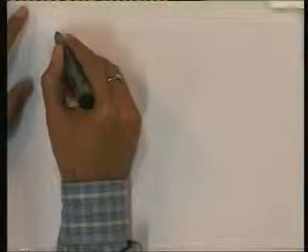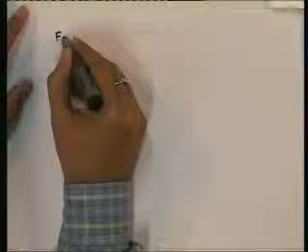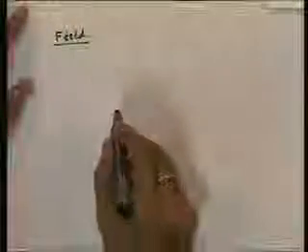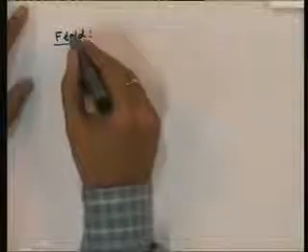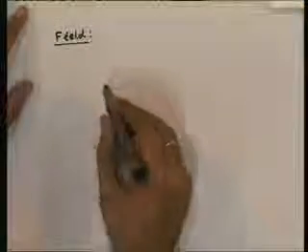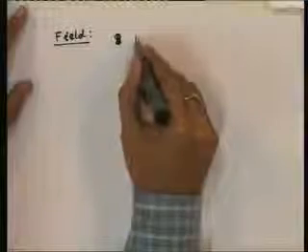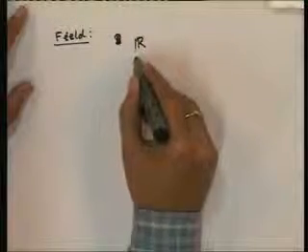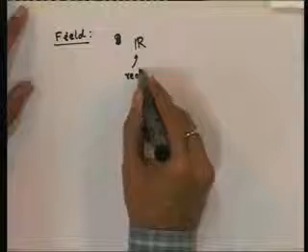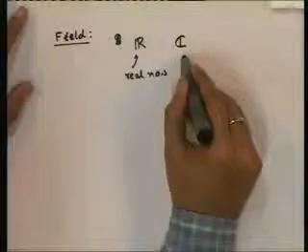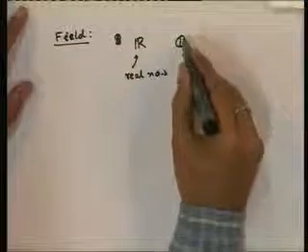So first we will define some things. A field is an algebraic structure. It is basically a set. This is like, say, the set of real numbers, which is denoted by R. Real numbers. The set of complex numbers is denoted by C.